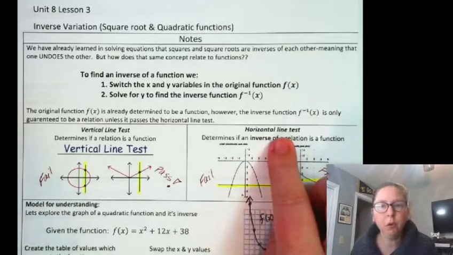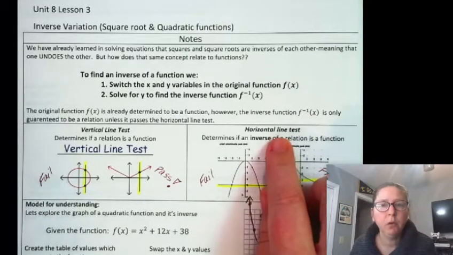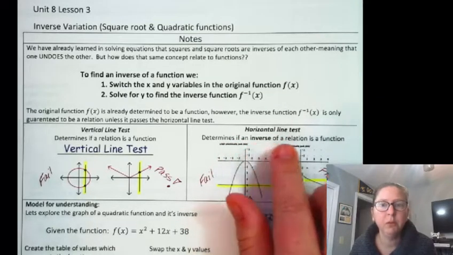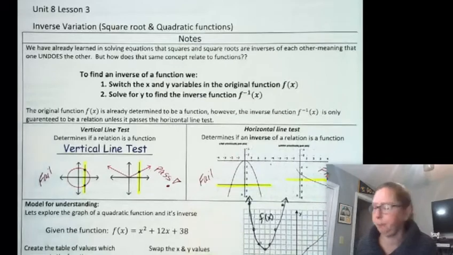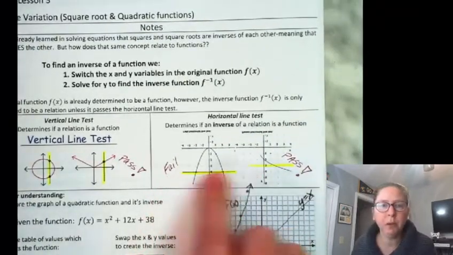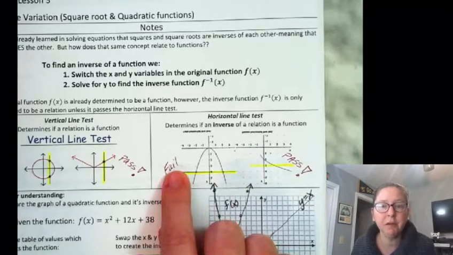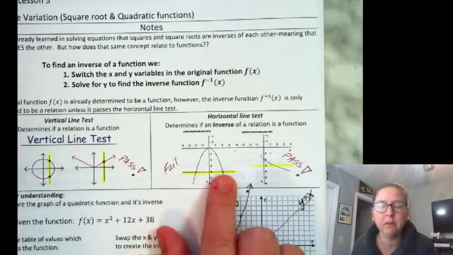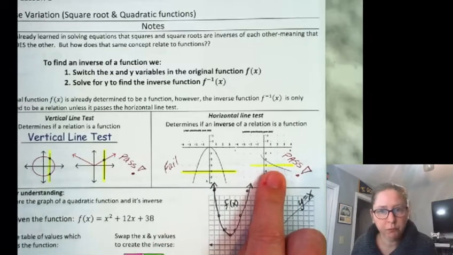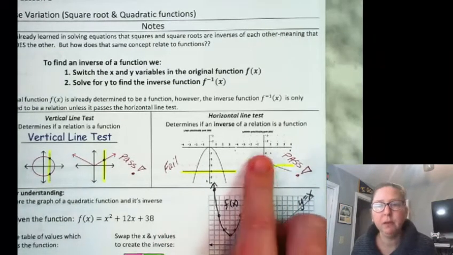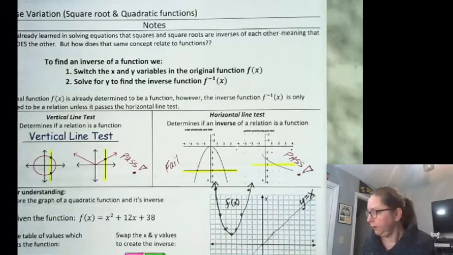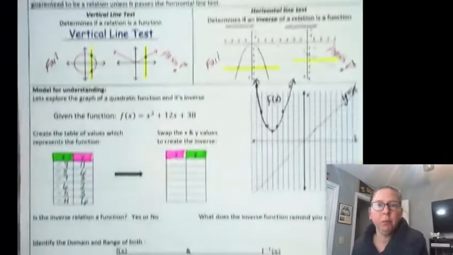Well, there's also a horizontal line test. The horizontal line test determines if your inverse of a relation is a function or not. And so for this quadratic, when I do a horizontal line test, it fails because it crosses it twice. But for this square root function, it passes because it only goes through it the one time. Okay, so let's jump right in with an example.